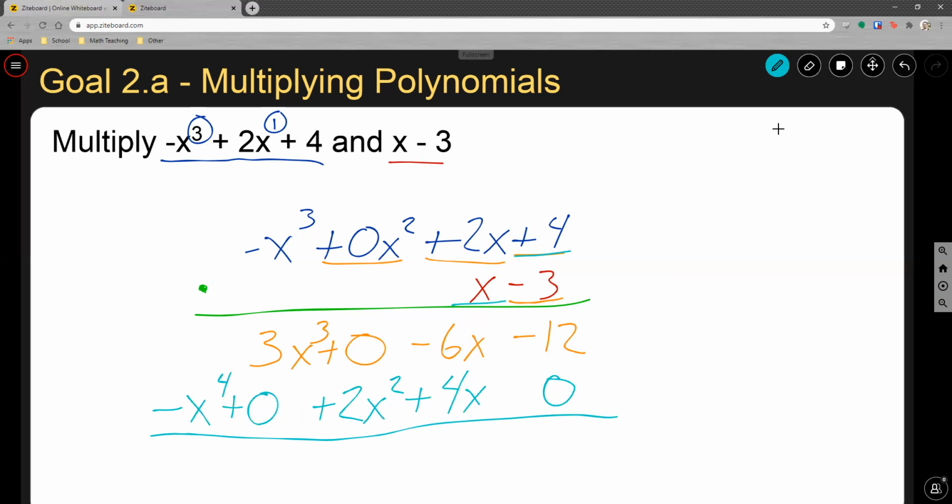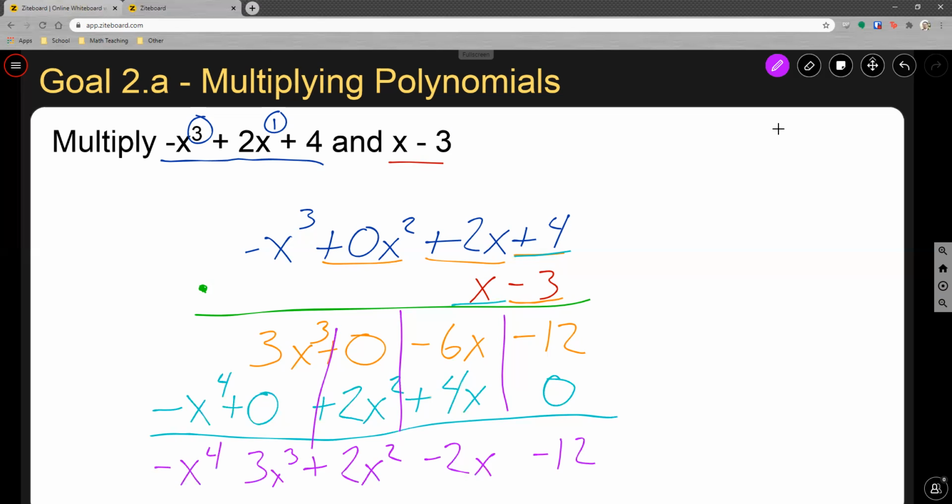So finally, after I've done all my multiplication, I'm just going to add this stuff back together. And I'll start on the right again. Negative 12 plus 0 gives me negative 12. Negative 6x plus 4x gives me negative 2x. 0 plus 2x squared gives me 2x squared. 3x to the third plus 0 gives me 3x to the third. And negative x to the fourth is just negative x to the fourth. It's not being added to anything. There's technically a 0 up there, but I didn't put it in because I didn't go that far to the left on the orange row there.